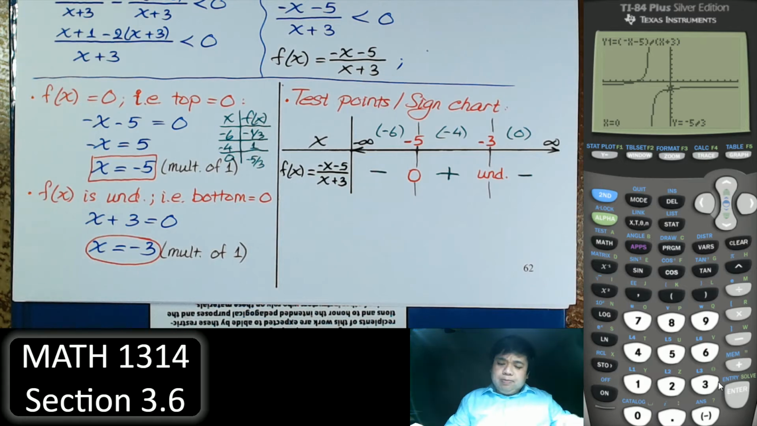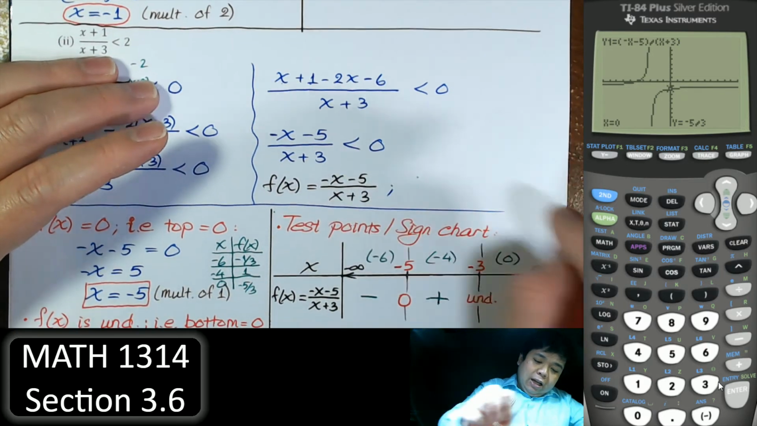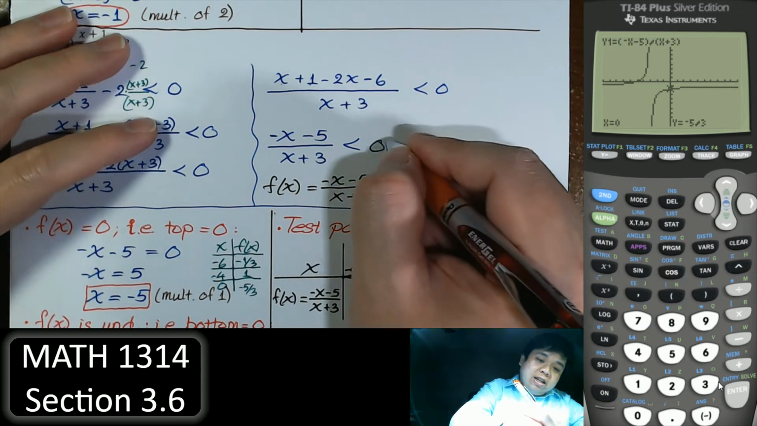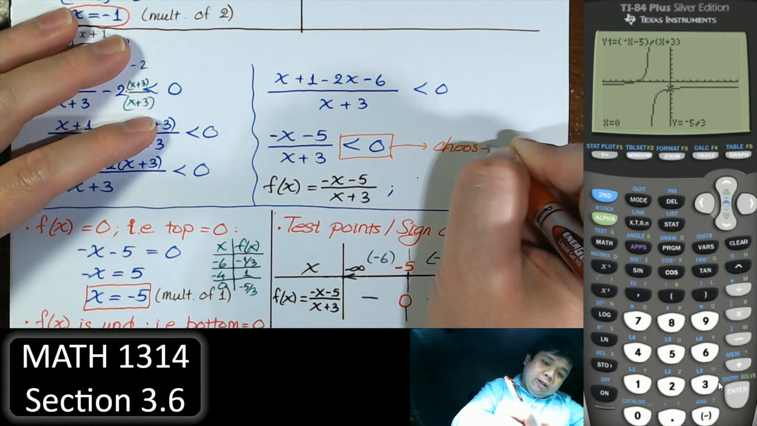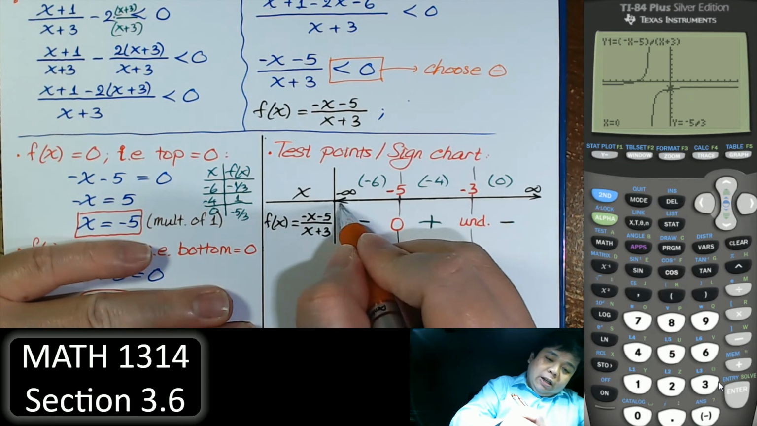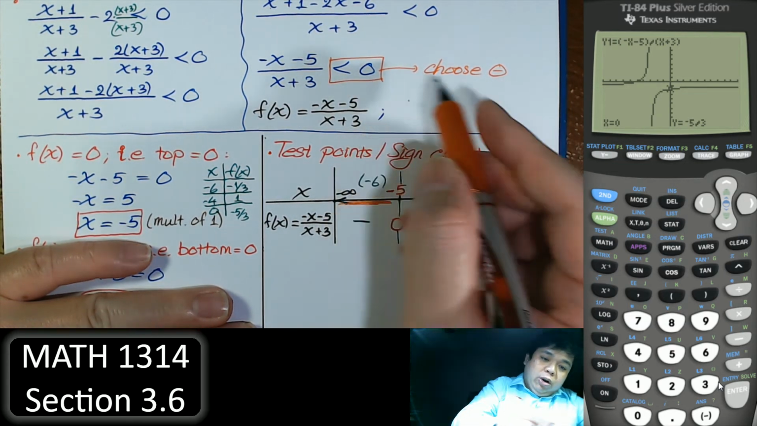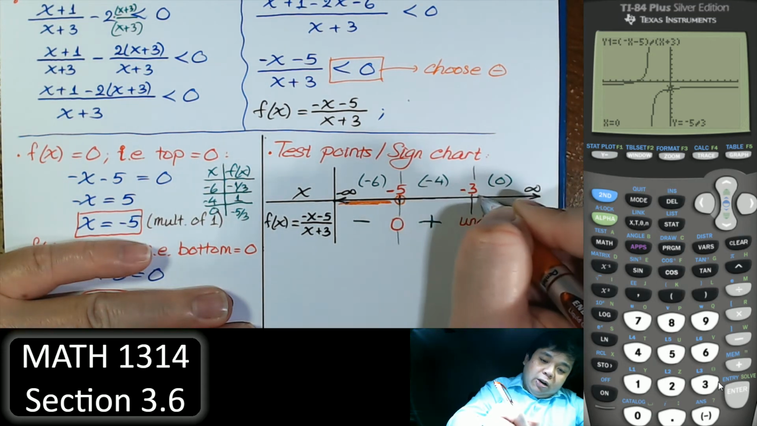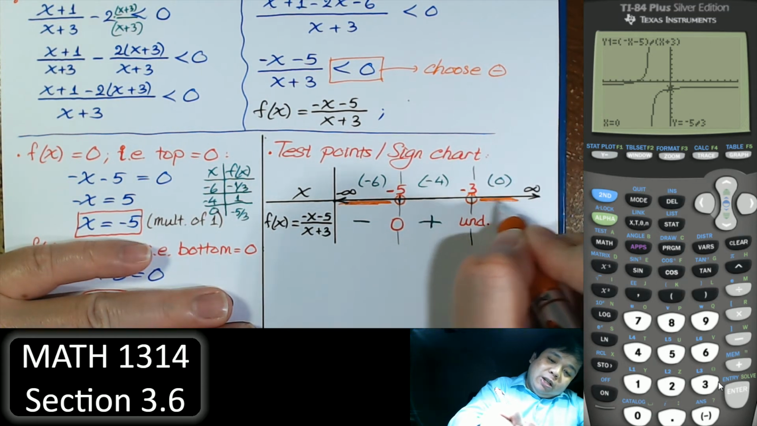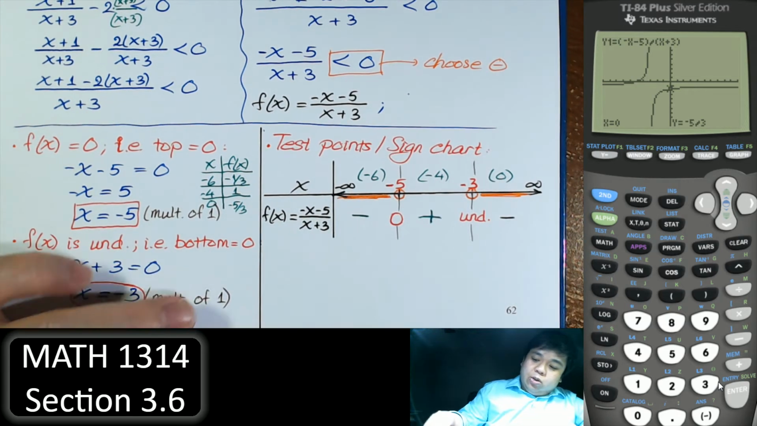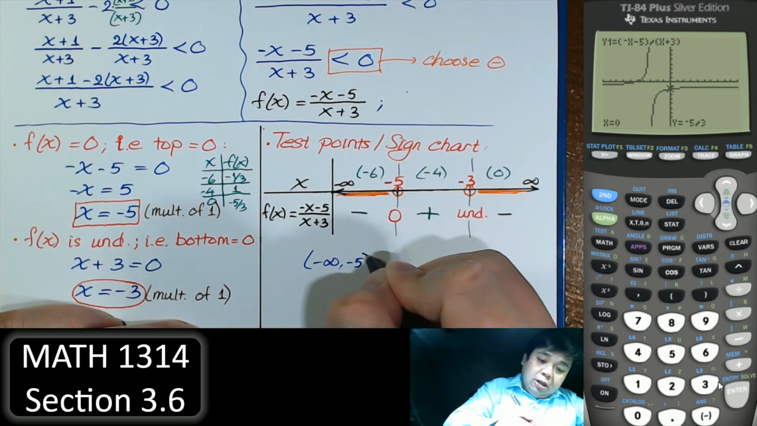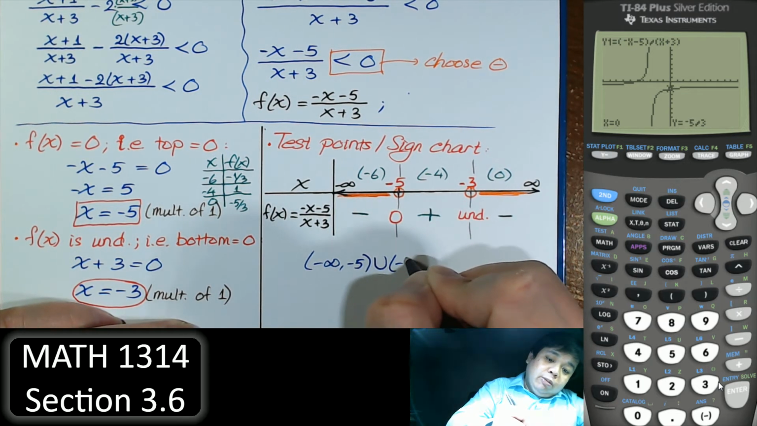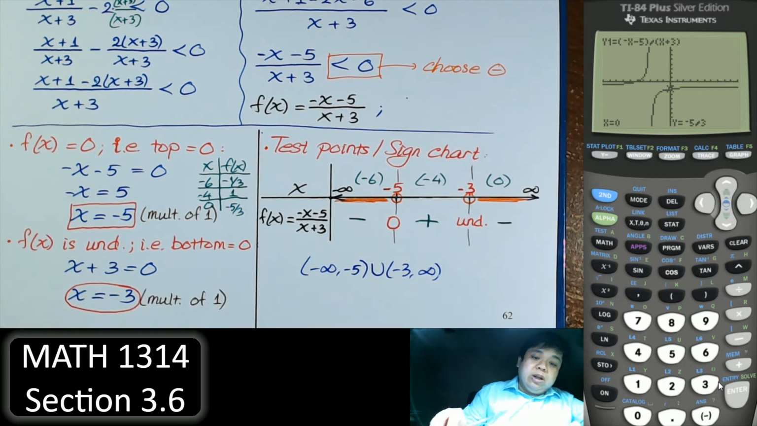So what do we choose? We're trying to solve for less than 0, meaning we want to choose negative. Negative here. We don't choose 0, so just ignore that and choose negative. So the answer here is negative infinity to -5, union -3 to infinity, not including -5 or including the -3.